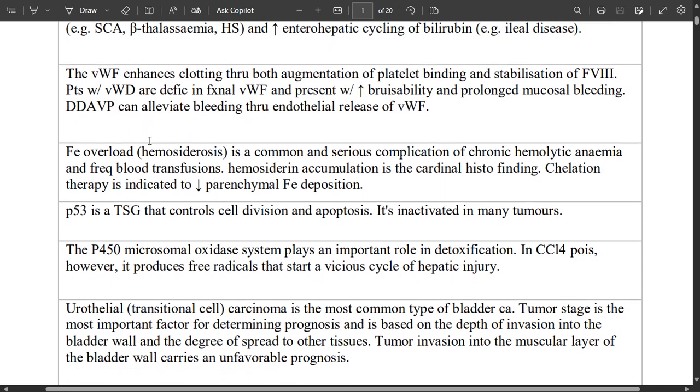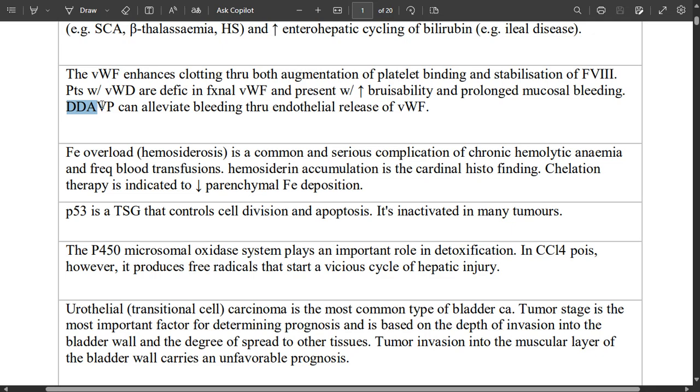And there is something called DDAVP, which can decrease bleeding through release of von Willebrand factor. So what is the full form of DDAVP? DDAVP is actually desmopressin. So desmopressin can decrease bleeding.